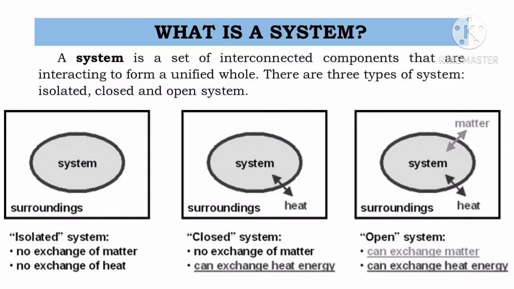A system is a set of interconnected components that are interacting to form a unified whole. There are three types of system: the isolated, closed, and open system. As you can see, in an isolated system, there is no exchange of matter and no exchange of heat. While in the closed system, there is no exchange of matter but heat energy can be exchanged. In an open system, both matter and heat energy can be exchanged.